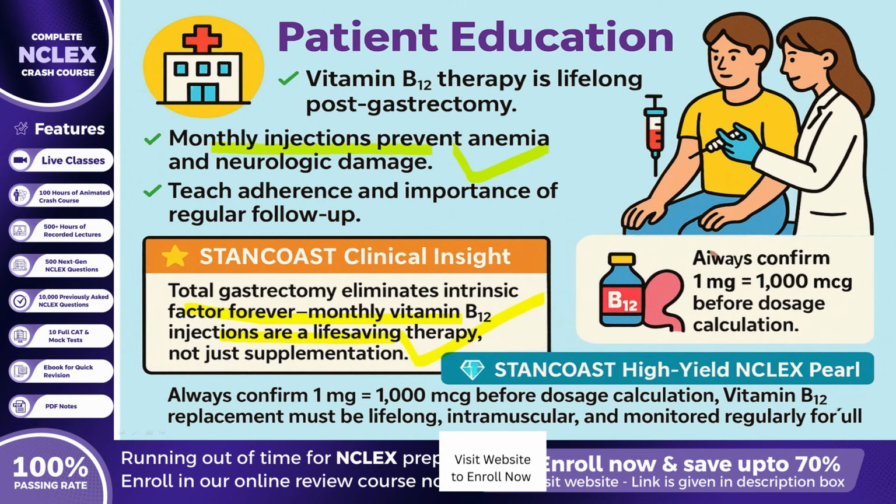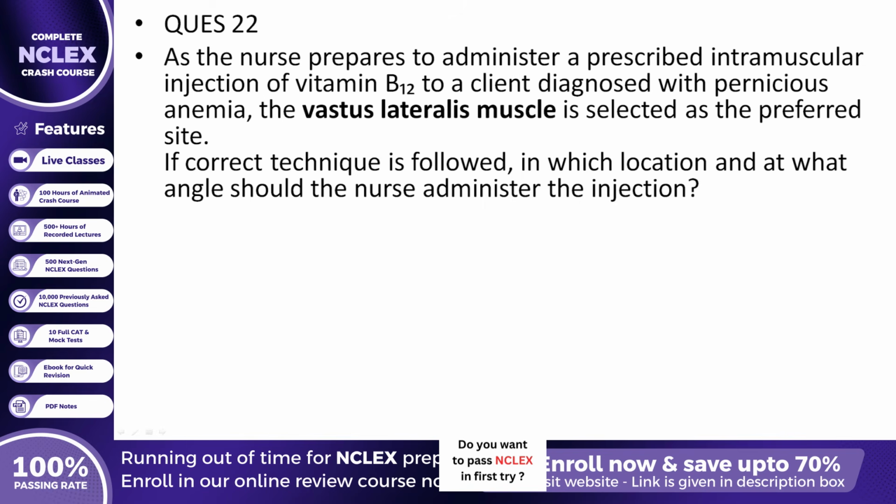Let us now transition into this advanced NCLEX-style scenario that highlights both anatomical precision and safe medication practice. A nurse is preparing to administer a prescribed intramuscular injection of vitamin B12 to a client diagnosed with pernicious anemia, and the vastus lateralis muscle is chosen as the preferred site. The critical question arises: if the correct technique is followed, in which location and at what angle should the nurse administer this injection? Here are the options to analyze carefully.